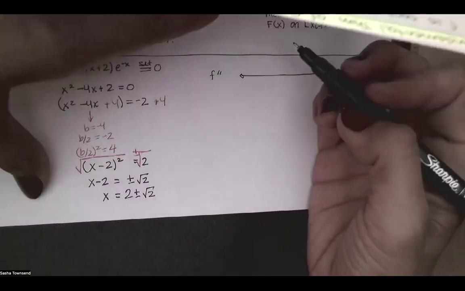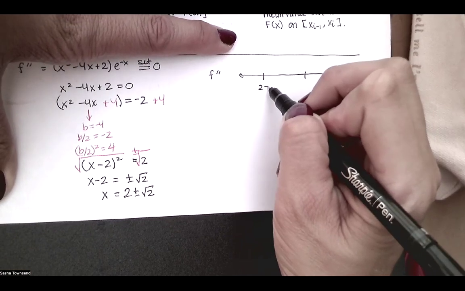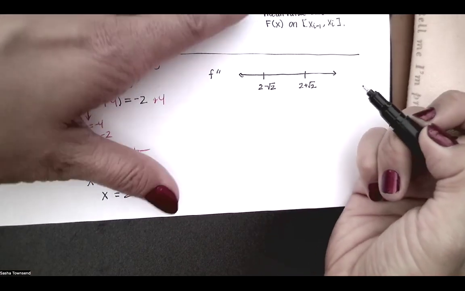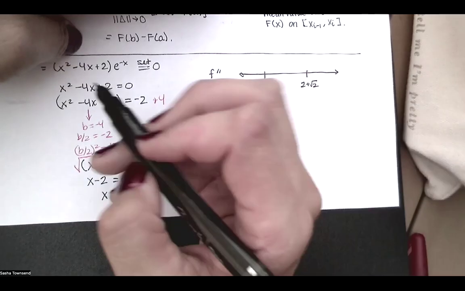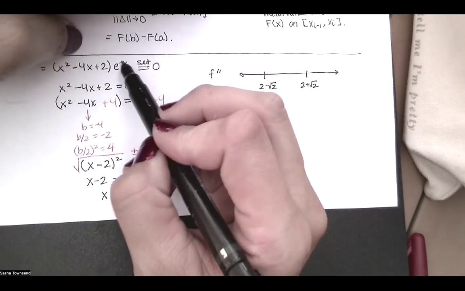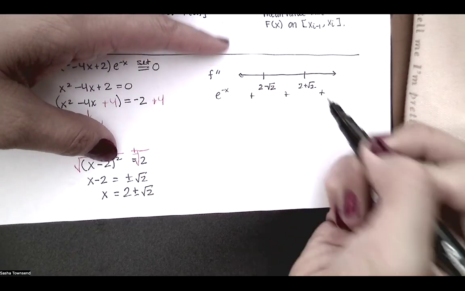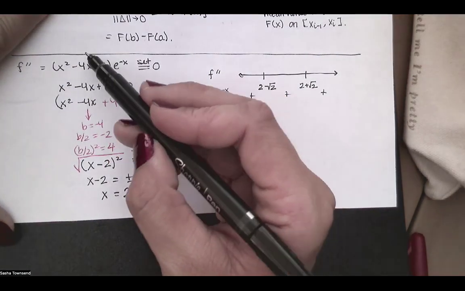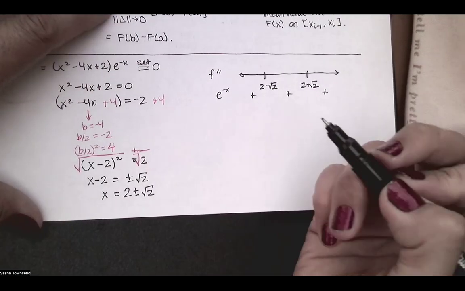Now, in order to determine whether our graph is concave upward or concave downward, we list those x values on a number line. Smaller one first, so we'll have 2 minus the square root of 2 and 2 plus the square root of 2. And then we will look at the sign of this factor and this factor. Well, the exponential is always positive. That actually doesn't change anything. So what we're really interested in is this polynomial. And say, okay, well, what does that look like?